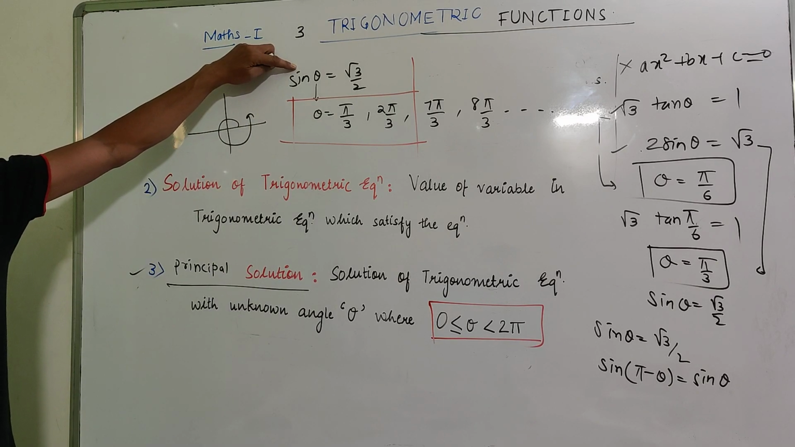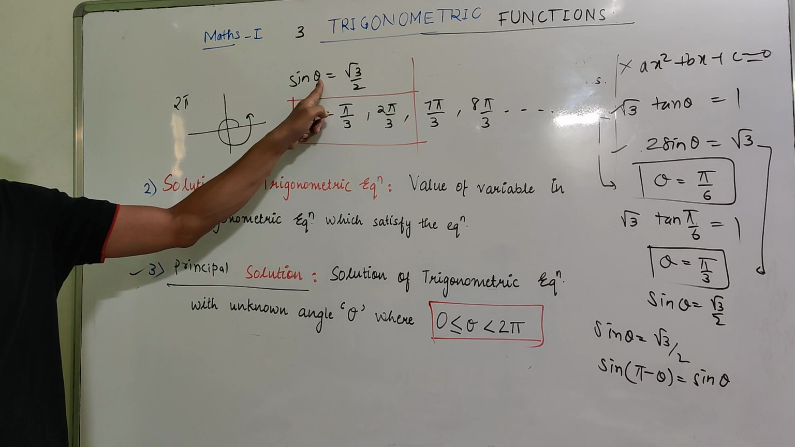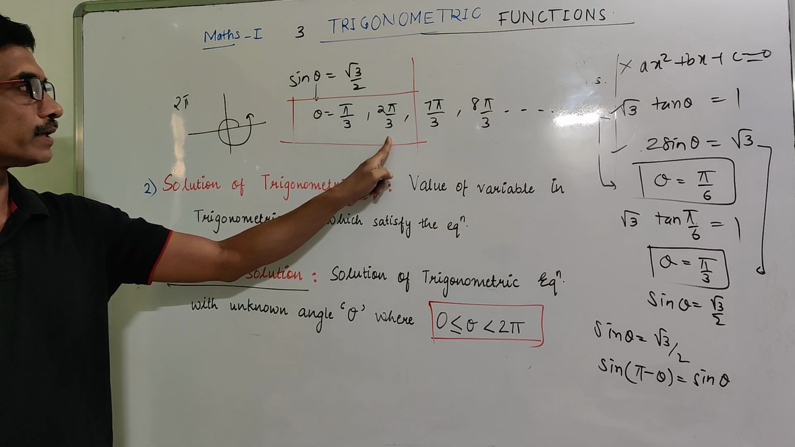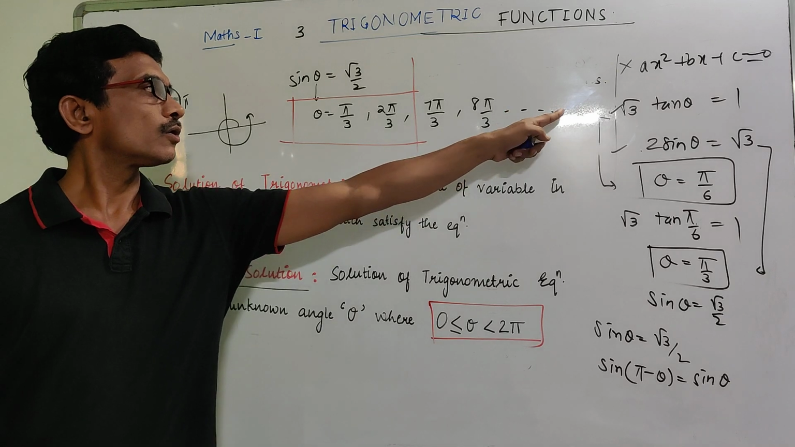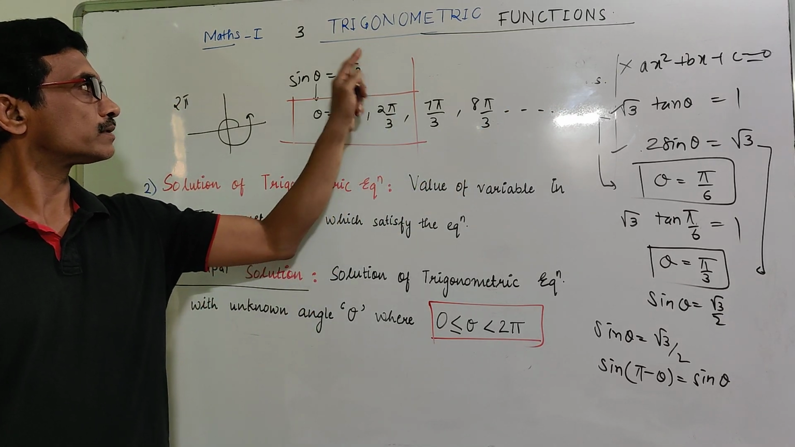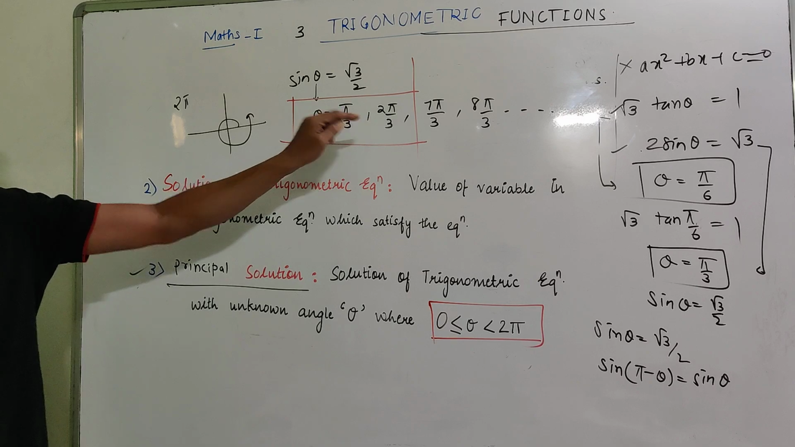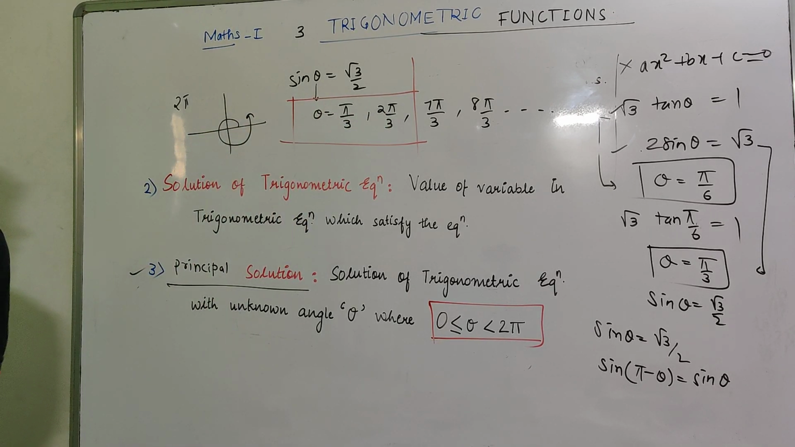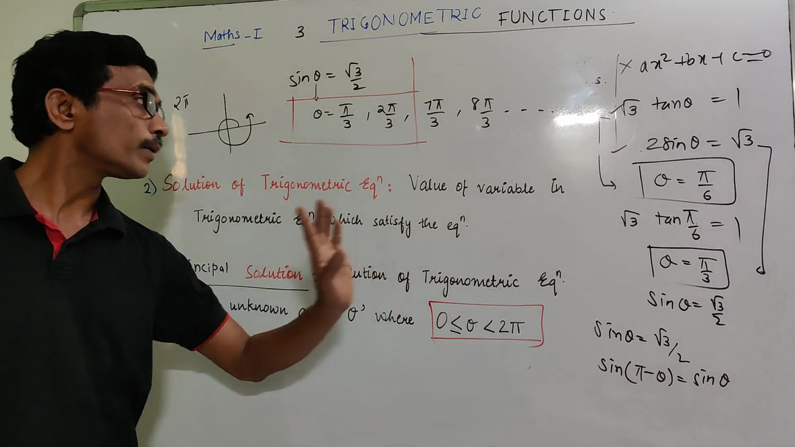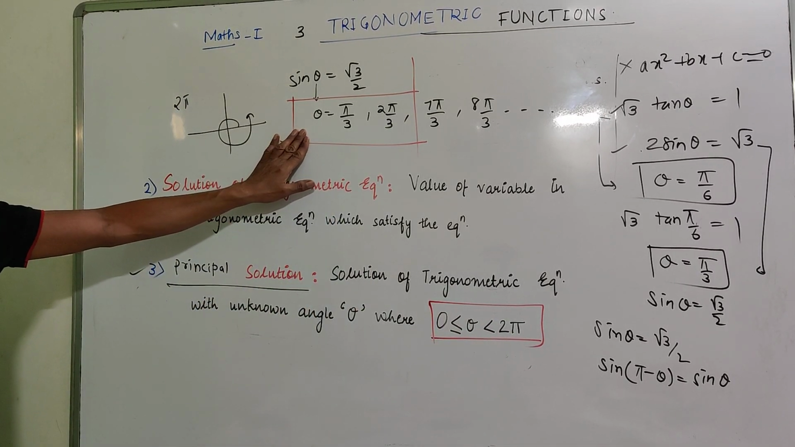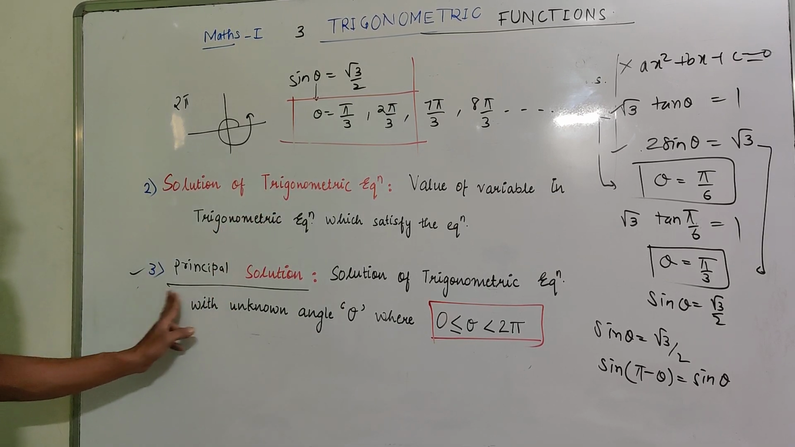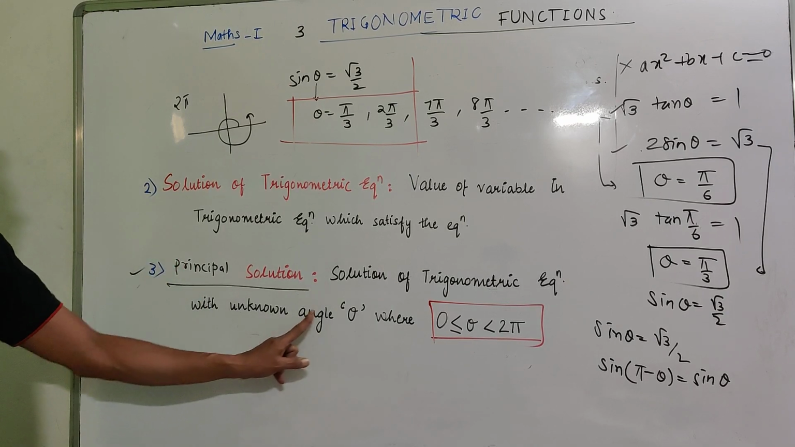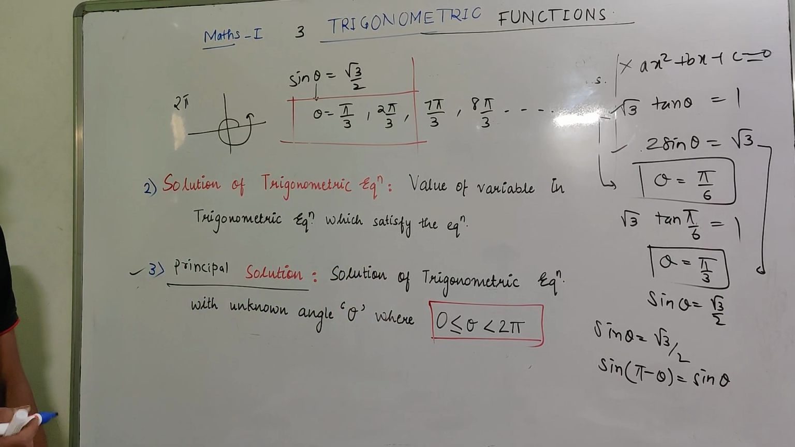See, this is our trigonometric equation with unknown angle theta, and we just said that theta is equal to pi by 3, 2 pi by 3, 7 pi by 3, 8 pi by 3. All these are values satisfying this equation, but of which only pi by 3 and 2 pi by 3 are lying in this range 0 to 2 pi. So therefore these are principal solutions. So principal solution is the solution of a trigonometric equation with unknown angle theta, where theta lies in 0 and 2 pi.